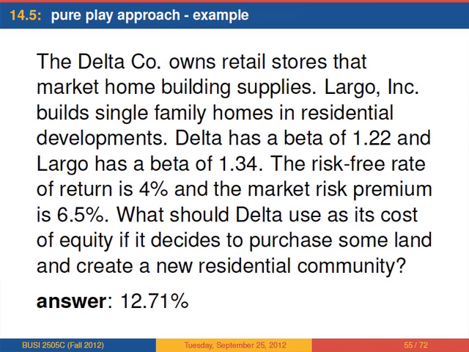So if Delta was evaluating the project of building houses, they would not use their overall cost of capital based on a beta of 1.22. They would use the pure play Largo as a proxy for the beta that they should use for that division or that project, which is 1.34.